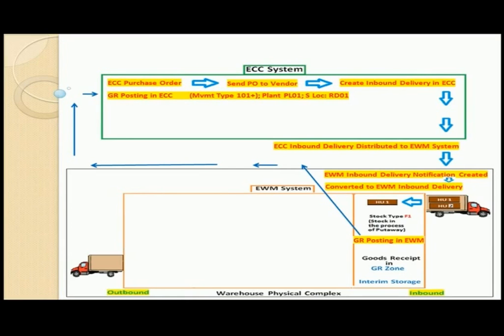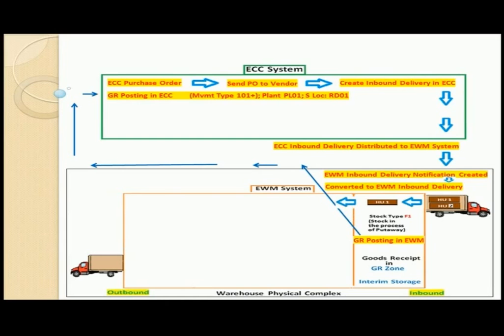Now, the stock is available in RD01 and I have configured the ATP check in such a way that this stock is not available in the ATP check. System will not consider this stock in RD01 location when it will execute the ATP check and confirm the customer sales orders and delivery documents.